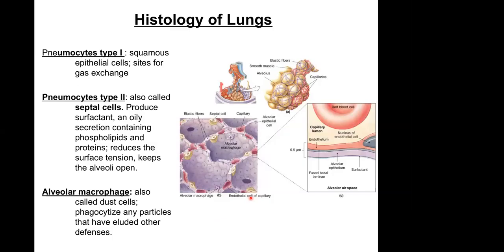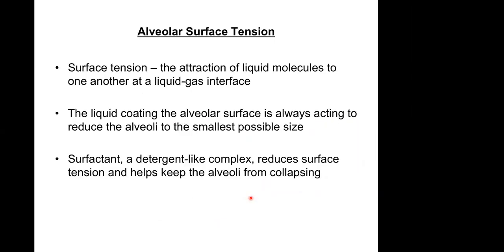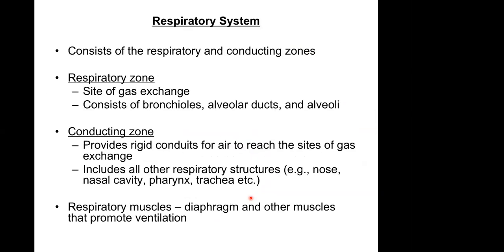Three types of cells. Type 1, that's the major cell of the alveolus. They create the alveolus, they make the alveolus, they're the primary component. Then you have two special cells, pneumocyte type 2 and the alveolar macrophage. I already discussed their function, the function of the septal cells. We already talked about the respiratory and conducting zone structure.